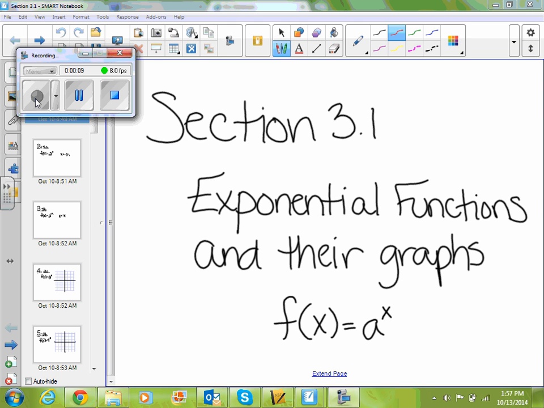Okay, and an exponential function is the function f of x equals a to the x power, where a is a constant, meaning any number, and x is your exponent. Hence the name exponential, where x is your exponent.